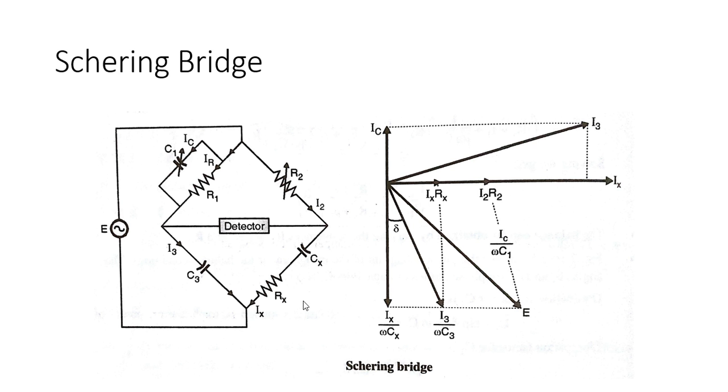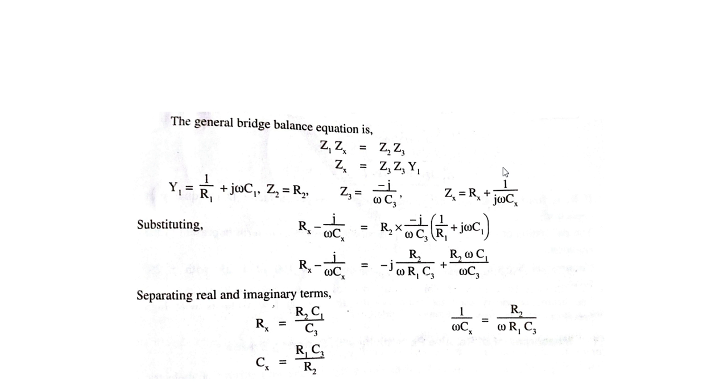And similarly, if you take Zx, that is R plus 1 upon J omega Cx. Okay, so this is all about the values that you get here. Now if you substitute these values in this equation, you will get Rx minus J divided by omega Cx is equal to R2 into minus J divided by omega C3 into bracket 1 upon R1 plus J omega C1. And again if you multiply this inside, you will get the equation like this.